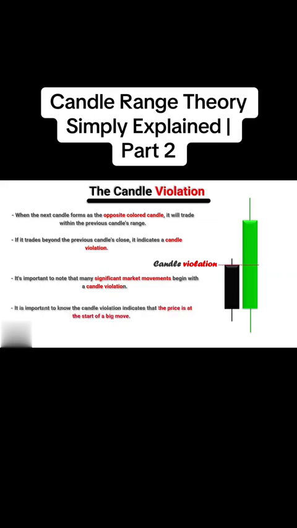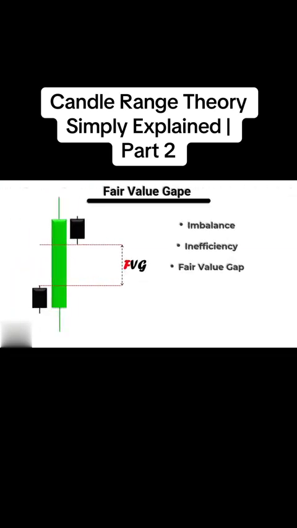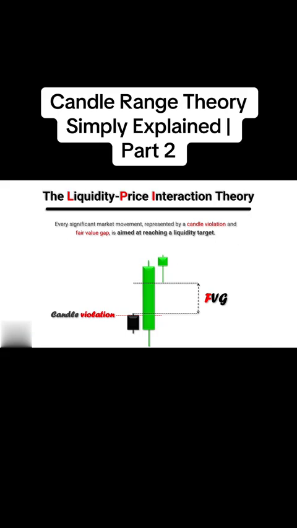For now, it is important to know the candle violation indicates that the price is at the start of a big move. The second concept is the imbalance, inefficiency, or fair value gap. These concepts are so similar, and they are indications of a big move in the market. The liquidity price interaction theory tells us every significant market movement represented by a candle violation and fair value gap is aimed at reaching a liquidity target.